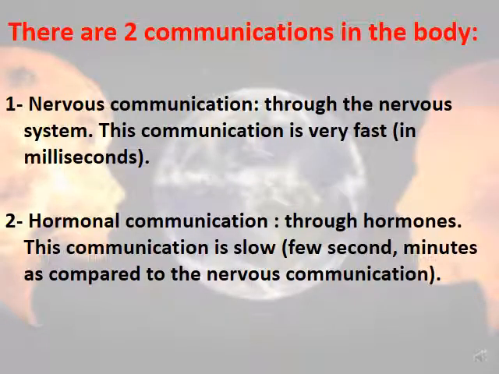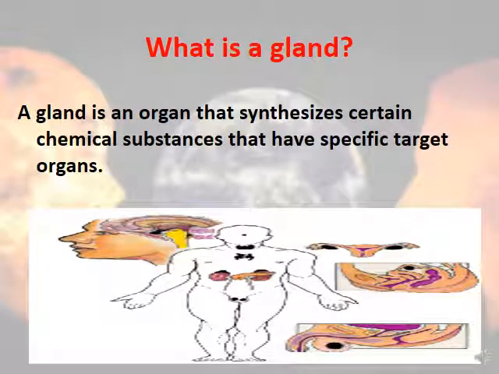In part 1, we discovered that we have two types of communication. The first type is the nervous communication, where the communication is very fast, it occurs in milliseconds, whereas the second type is the hormonal communication, it occurs through hormones, and it's very slow compared to that of the nervous communication. We identified the gland, which is an organ that synthesizes or produces or releases certain chemical substances. These substances have specific target organs to work on.